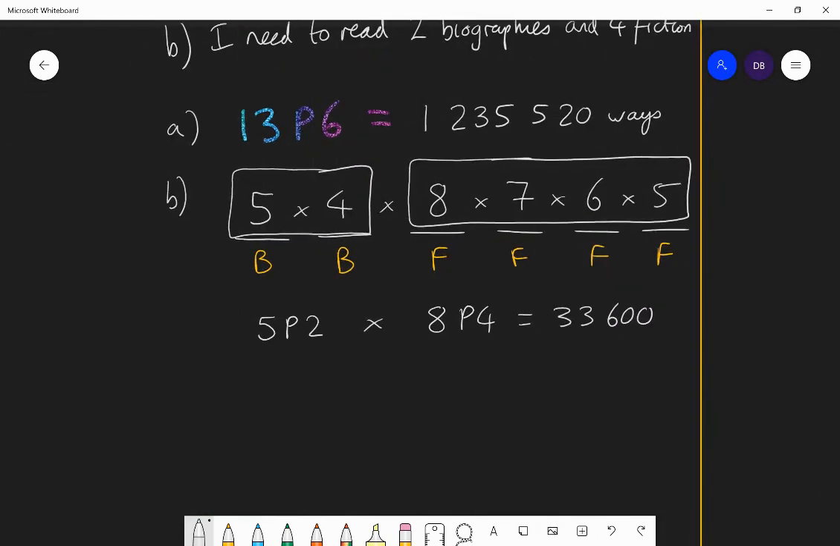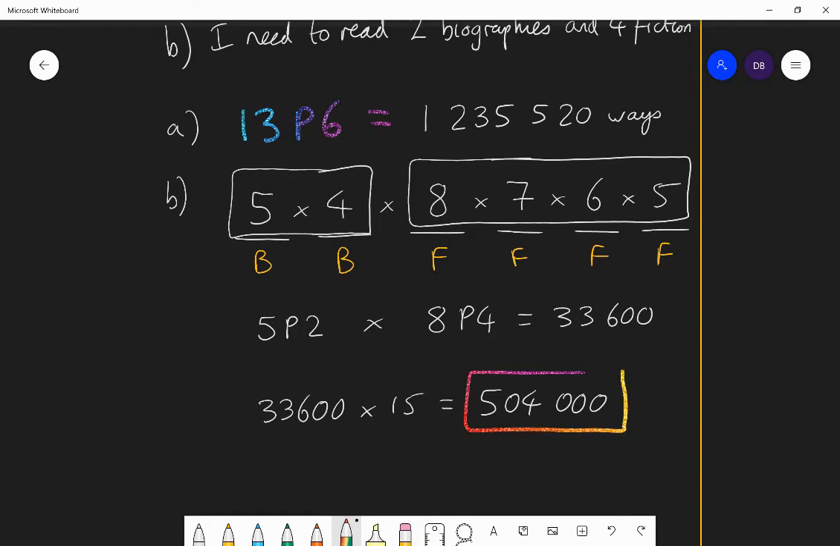So my answer to this question is 33,600 times 15, because there are 15 possible different ways in which I could arrange two biographies and four fictions, which is 504,000 different ways. So that's my answer to this question. Remember, this part B is an extension to the course.